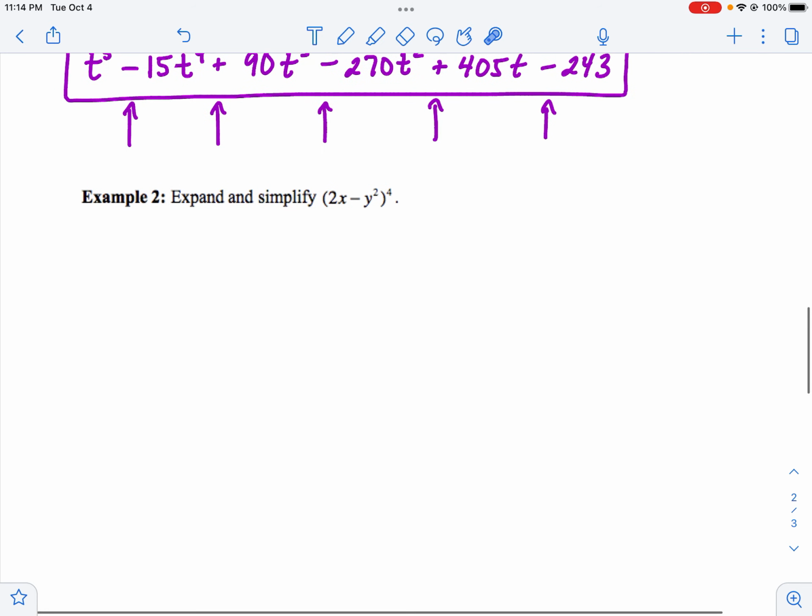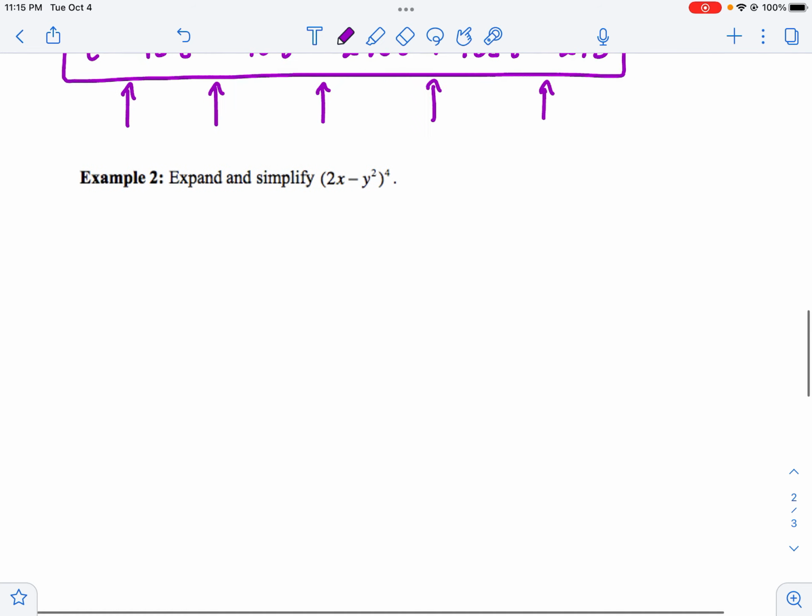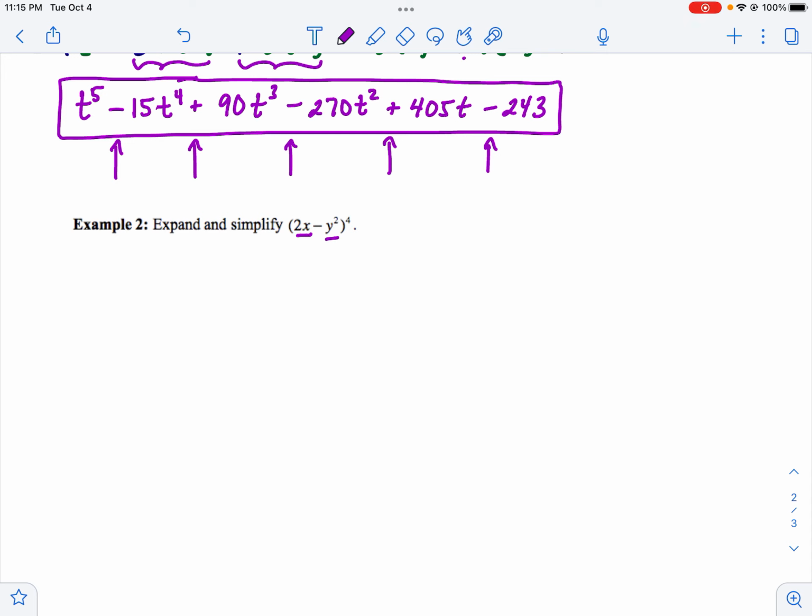All right, let's do one more. And again, it's a two-step process, basically. You want to write it all out, then simplify it. Okay, so this time we've got a 2x and a minus y squared. So we're going to take 2x. It's going to get raised to the fourth.